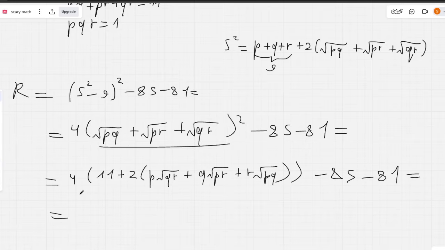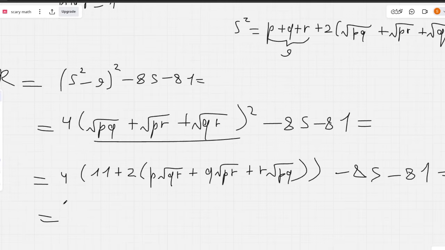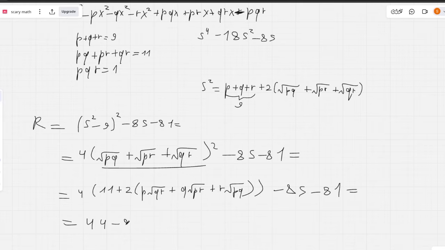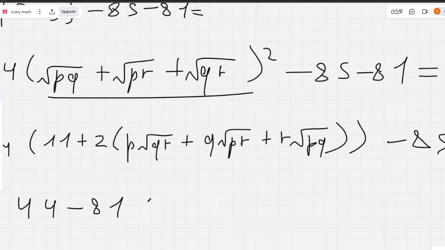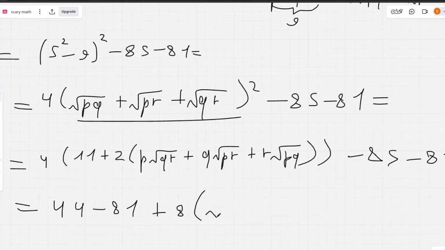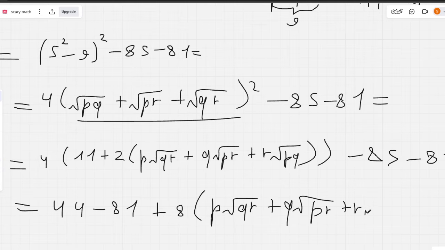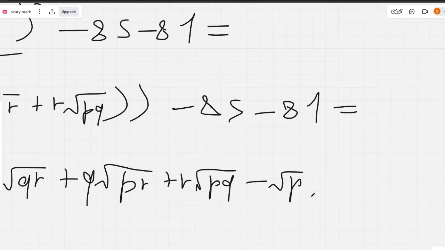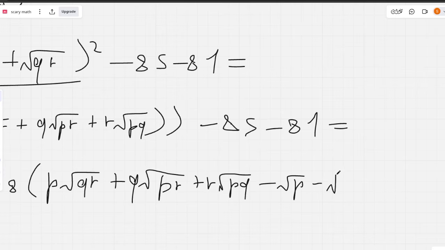Now first I'm gonna bring out the 4 times 11 here, I want to deal with it. So 44 minus 81 here plus 8 times, and here we get p times root of qr plus q times root of pr plus r times root of pq, and we get the minus s part here. So minus root of p minus root of q minus root of r.